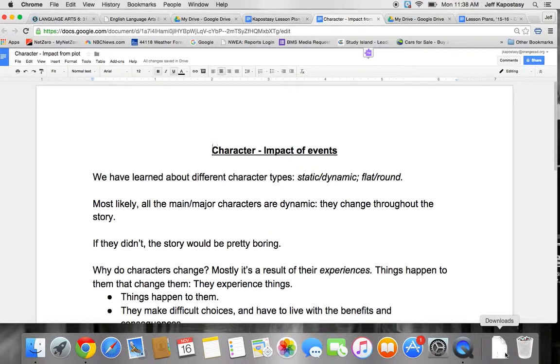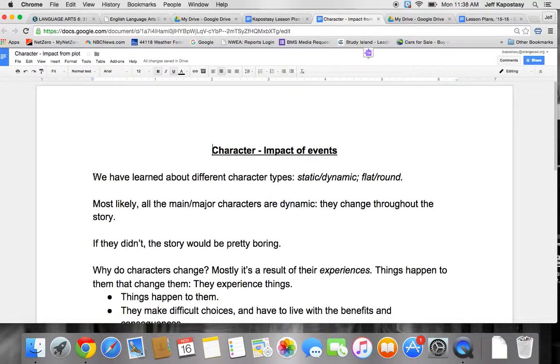You have the notes up here, and we're continuing to look at character and more than just physical traits and character traits. You guys did a nice job explaining those yesterday. I want to talk about characters and how they're impacted by events in the story. Characters go through many, many changes through the course of a story. Otherwise, we'd have a pretty dull story if your main character, or even some of the major characters, don't change.